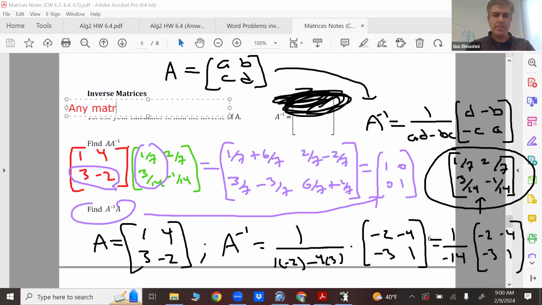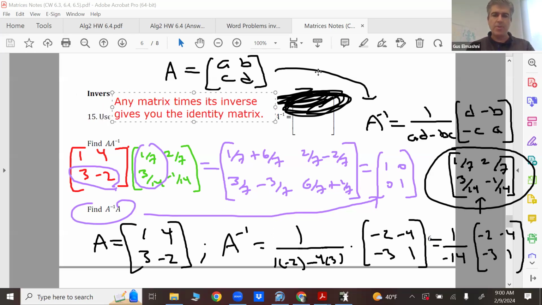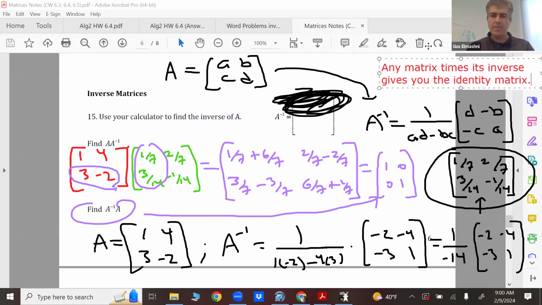Any matrix times its inverse gives you the identity matrix. Okay, that's always going to be true. Always, always, always. Any matrix times inverse will give you the identity matrix. And reverse it, whoop-de-doo. Same thing. If I reverse, I still get the same thing.